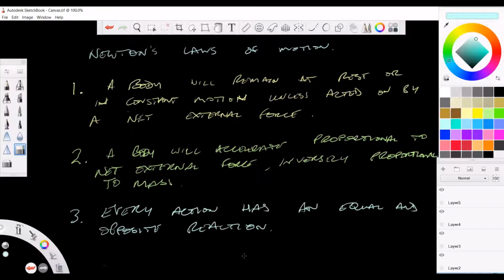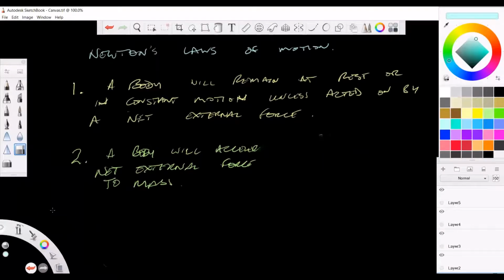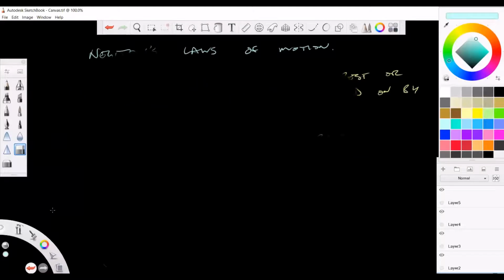Does that make sense of Newton's laws of motion? And why they're so important to particularly principles of flight? Yeah, but other things as well. Right. We have to do that before we can get on to pressure, static pressure and dynamic pressure. P, S, and Q.